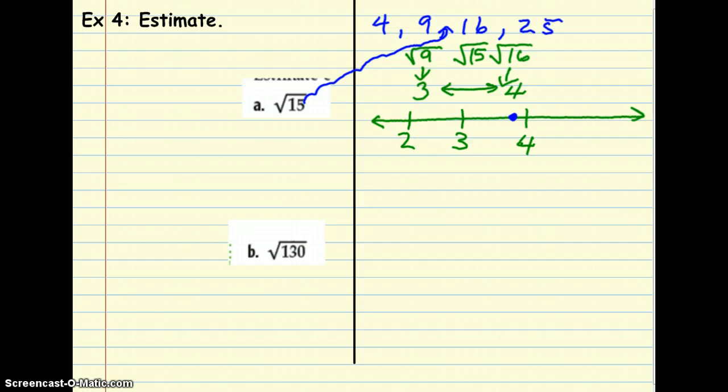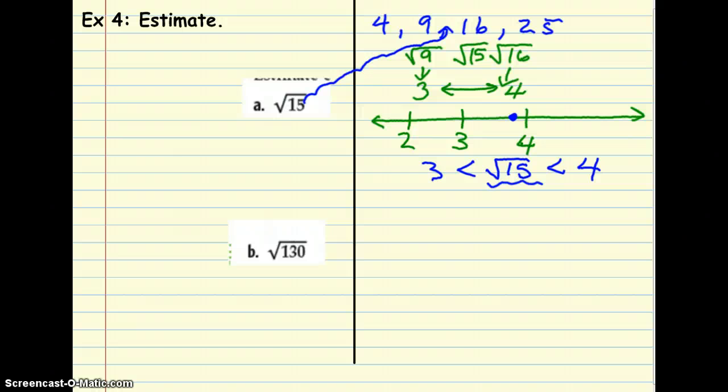And then we can write this as an inequality, and so we can say that 3 is less than the square root of 15 is less than 4. So what we are saying is that the square root of 15 falls between 3 and 4. Now, let's do it again for 130.